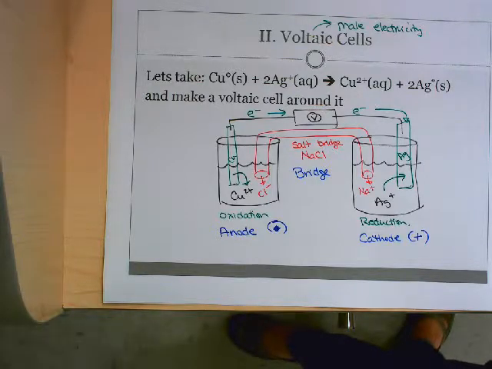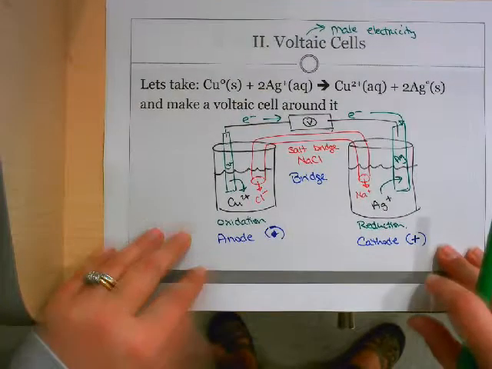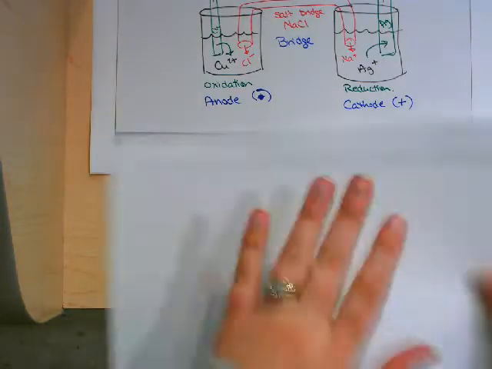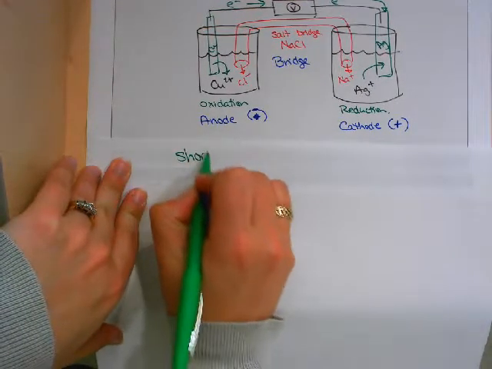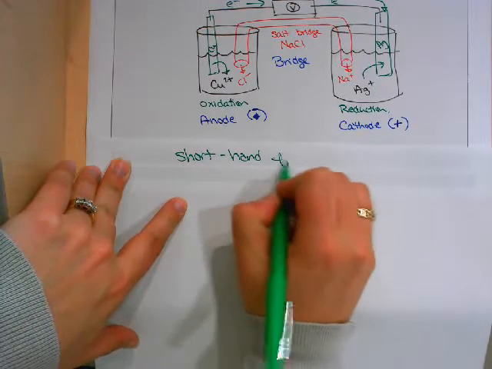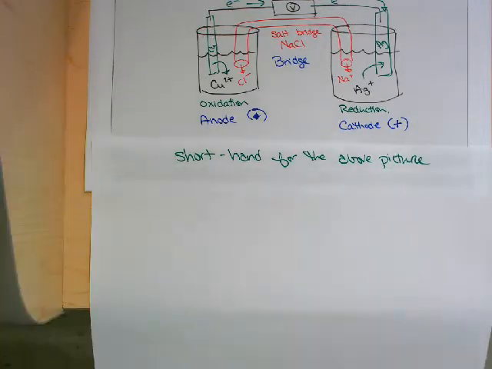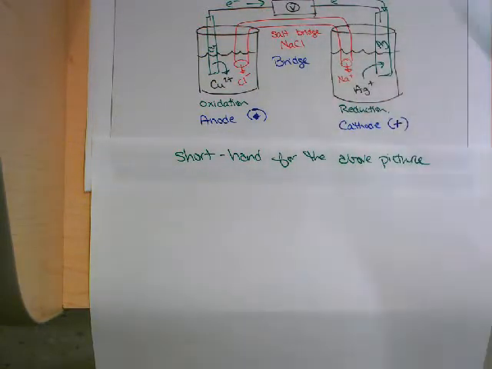So electrochemists, like myself, have to come up with a shorthand to help you draw these faster but tell the same information. So, I don't know where you want to put it, if you want to put it on the same picture or just below it. What we're going to do is for the same picture, the shorthand for the picture above this: copper at the anode, silver at the cathode, salt bridge in between.